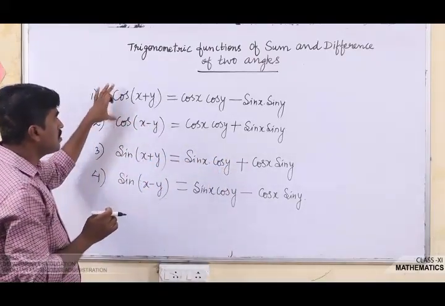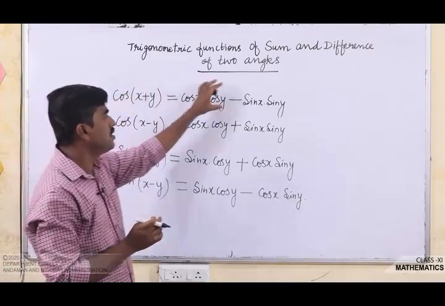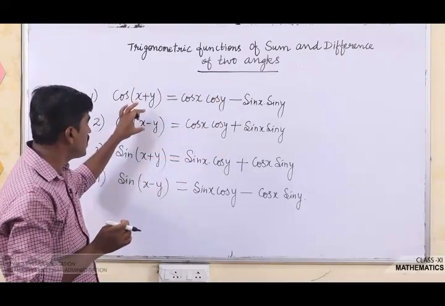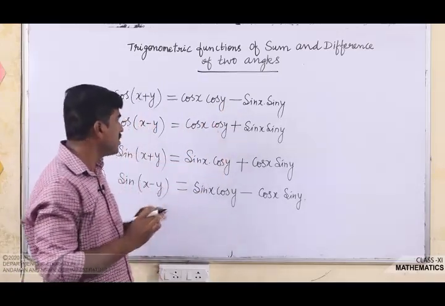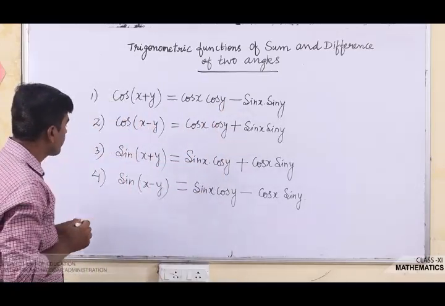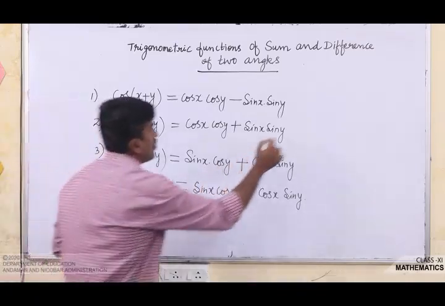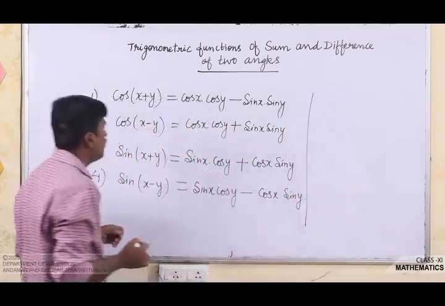But in the case of cos, if it is plus here, then it is minus there, and if it is minus here, then it is plus there. You have to remember this. Now we can also prove all these formulas.